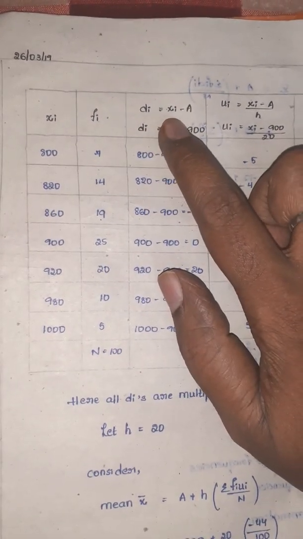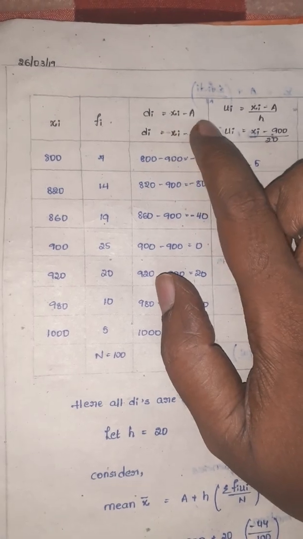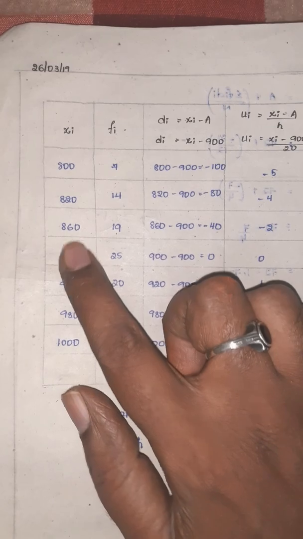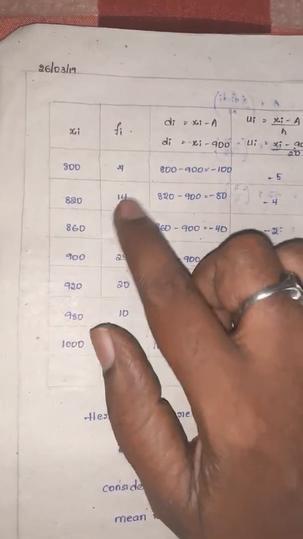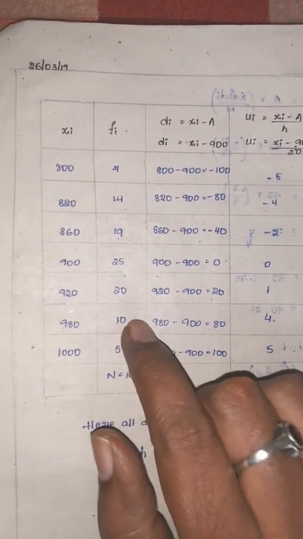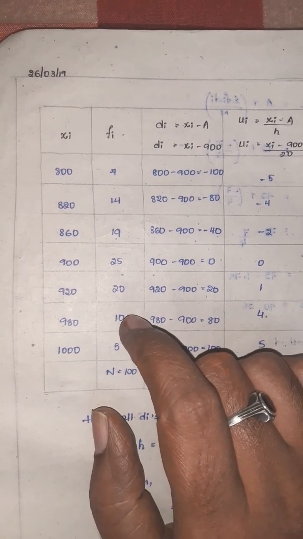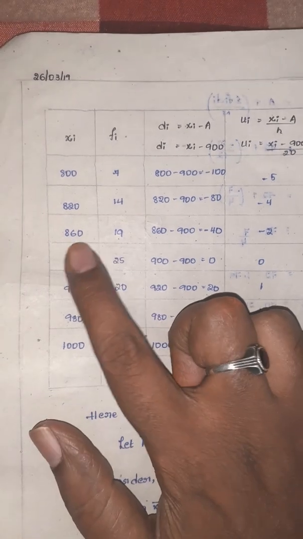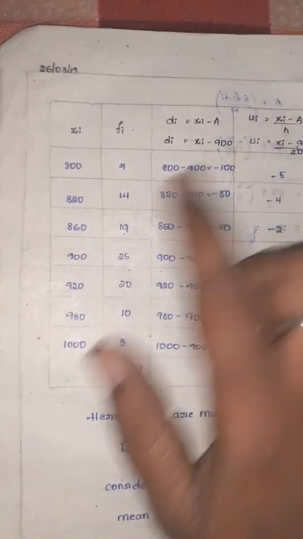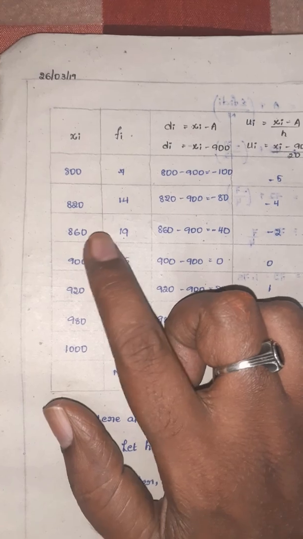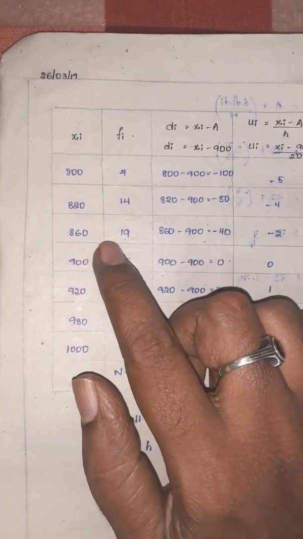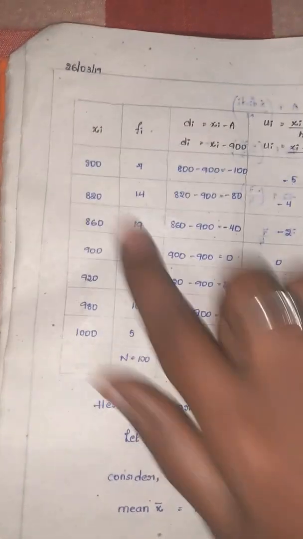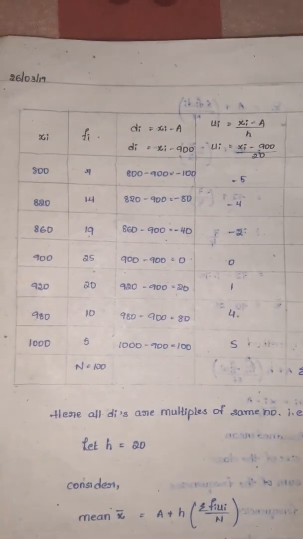Same, you should calculate di also here. di is equal to xi minus a. Here I have taken a value as 900. Why? Because how many rows are there? 1, 2, 3, 4, 5, 6, 7. So half of 7 is 3.5, which means the fourth value. What is the fourth value? 900. Otherwise some people will say you should take the middle value, so middle also we can take. Otherwise we can take any value, you'll get the same final answer.